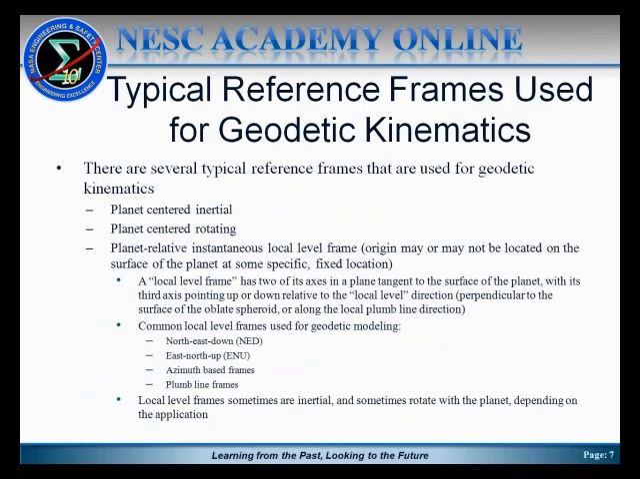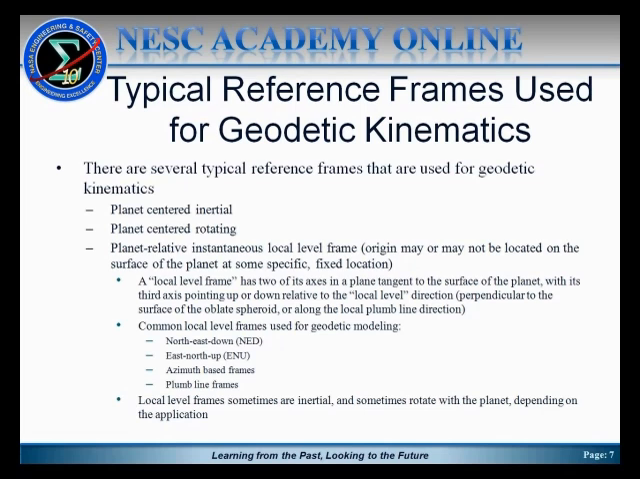Next, we'll discuss some of the typical reference frames that are used in geodetic kinematics. There are several types that can be used. You can have, as we discussed briefly a few moments ago, planet-centered inertial frames, which means the origin of that frame is located at the center of the oblate spheroid and it remains inertial. You can also have planet-centered rotating, which again has the origin of the frame at the center of the oblate spheroid, but it rotates with it.